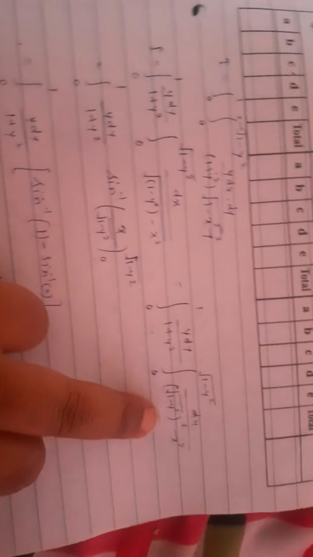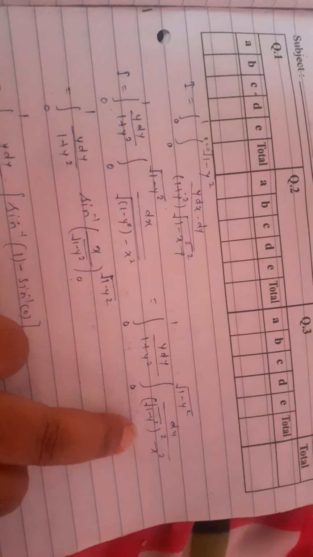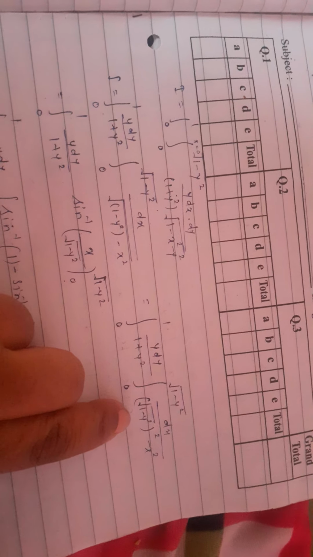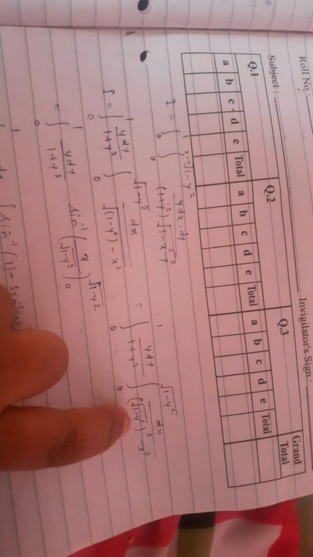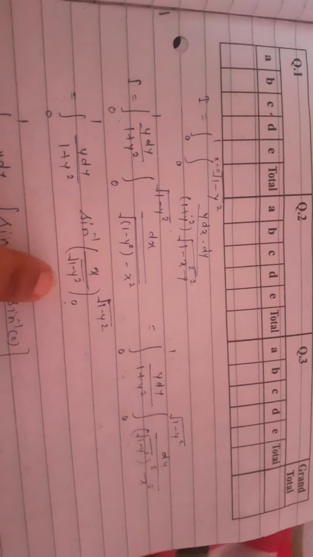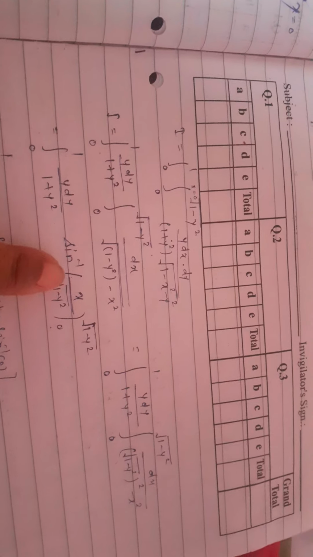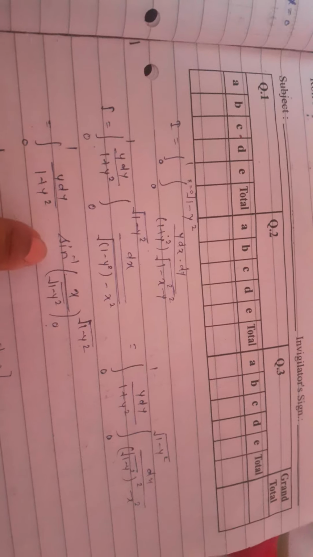Now if I consider this to be a constant a and this will be x, it becomes dx upon under root of a square minus x square, since the whole term is inside the under root. So the integral becomes sine inverse of x upon a. By taking its limit, this becomes sine inverse of x upon under root of 1 minus y square.